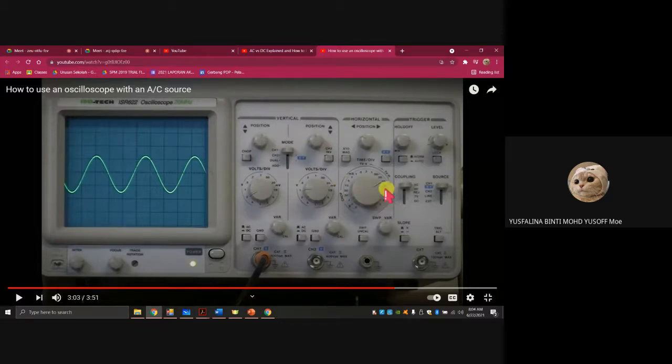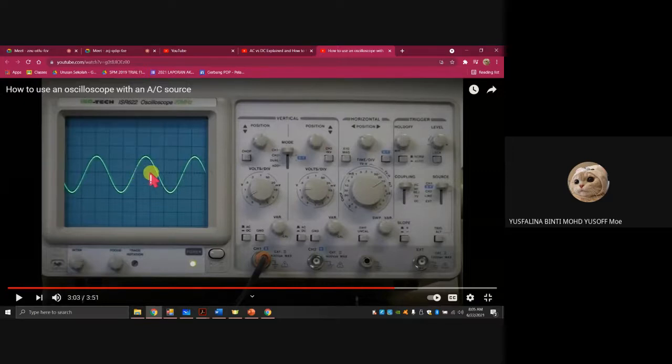So let's say for this one, it chooses 10, so 10 millisecond, because it's still on the scale of millisecond. But you can change the time that you want. Let's say you want to change to 1 millisecond, you just pull the knob to here, the pointer to here, so you will get 1 millisecond. So that is how you know the value of each division.